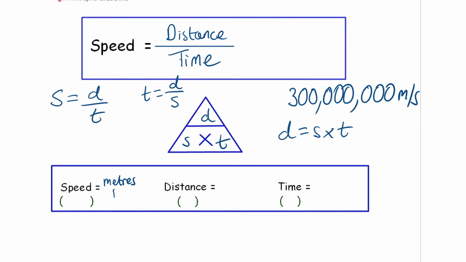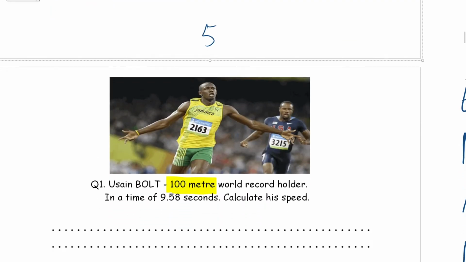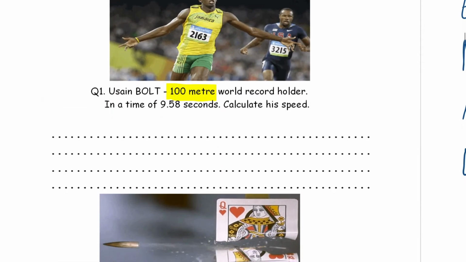Speed is measured in meters per second. Symbols like so, m over s. Careful with the spelling of meters, it's R-E-S. And time is measured in seconds. Symbol s. Right, let's put that now into practice.